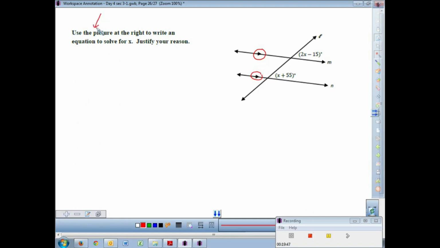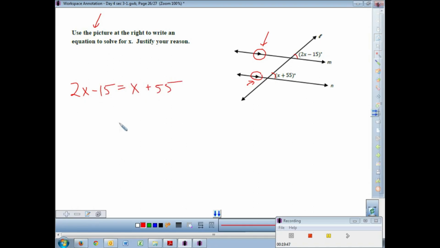You know, they're not going to do that often. They're not going to say, hey, check it out, line M is parallel to line N. They actually have it in the picture, so you have to realize you were given parallel lines. Hey, what kind of angles are these right here? Aren't they corresponding angles? So, since I have parallel lines, shouldn't these corresponding angles be the same? So I can say 2x minus 15 will definitely equal x plus 55.